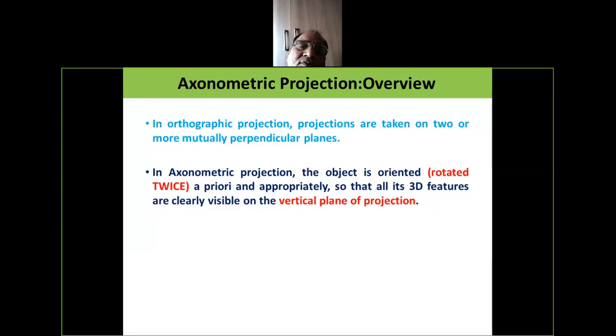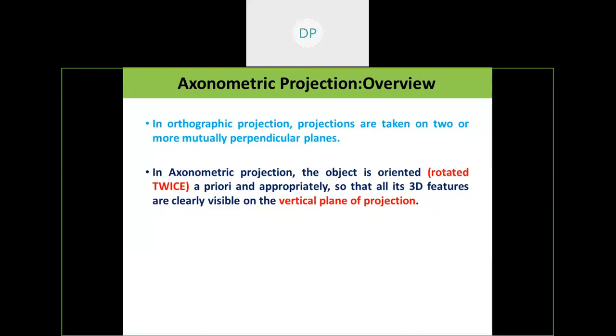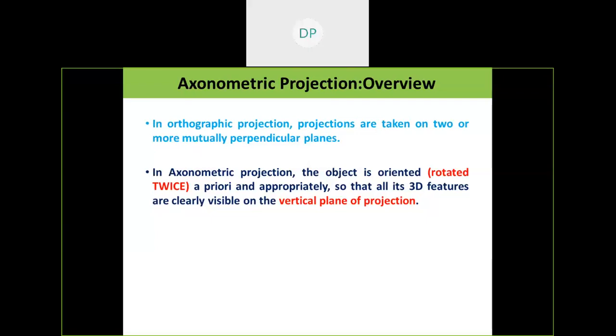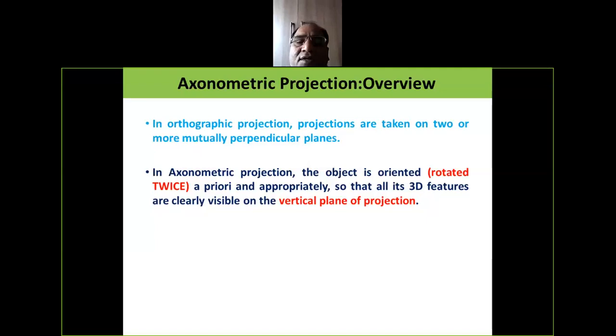In orthographic projections, projections are taken on two or more mutually perpendicular planes. Means in orthographic projection, we take projections on two or more axes which are mutually perpendicular. But in case of axonometric projection, the object is oriented, means rotated at an angle, so that its 3D picture is clearly visible on the vertical two-dimensional plane.